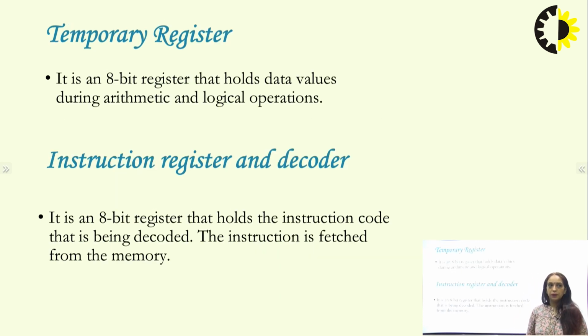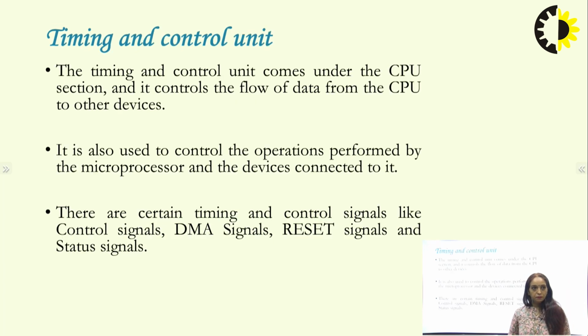Then we have some temporary register. Temporary register, I have already told you that W and Z are the temporary registers which are used during the time of operation. Then instruction register and decoder. It is an 8-bit register that holds the instruction code that is being decoded, and the instruction is being fetched from the memory. Then we have timing and control unit, the lower section of the block diagram.